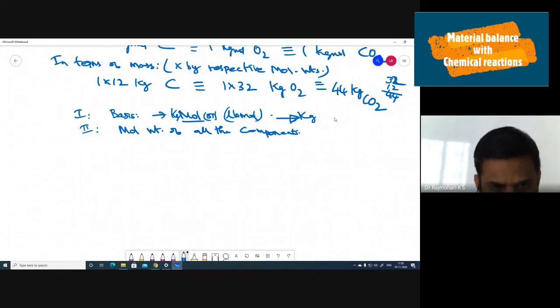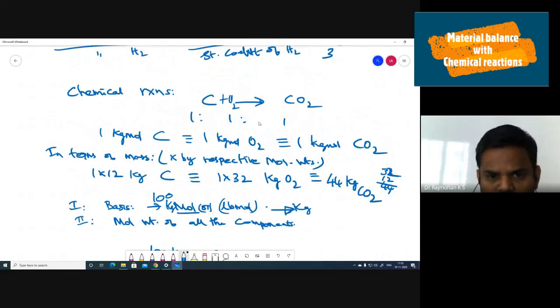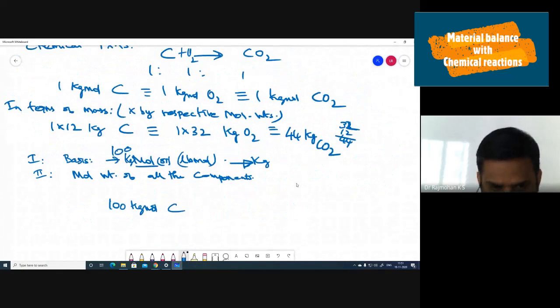Then we have to first consider how many kg moles. Let us consider 10 kg mole as the basis. Okay, let me say 100 kg mole of C is there. So what is the reaction taking place? We have seen 1 kg mole of C will react with 1 kg mole of oxygen to form 1 kg mole of CO2. Right? So how many kg moles of CO2 will be formed? It will form 100 kg mole of CO2.